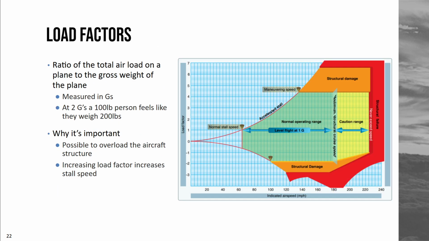All right, let's talk about load factor. Load factor is the ratio of total air load to the plane's gross weight. So it's the ratio between lift being created to the weight of the aircraft. And load factor is measured in G-forces. So at 2 G-forces, a 100-pound person feels like they weigh 200 pounds. And a 2,000 pound aircraft at 2 Gs is having to support 4,000 pounds of weight. And it's important because it's possible to overload the aircraft, and increasing load factor increases our stall speed.